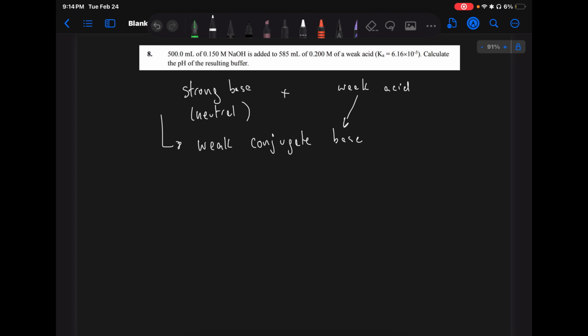But anyways, the first thing I would do, just what makes sense for me, is to write out the equation. So we have OH- because that is the base, plus a weak acid, we don't know what it is, so we can just call that HA, in equilibrium with A- plus H2O liquid. Then we could just make the ICE table.